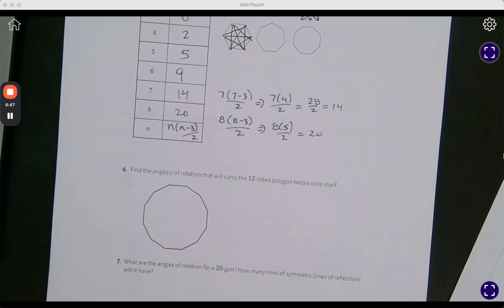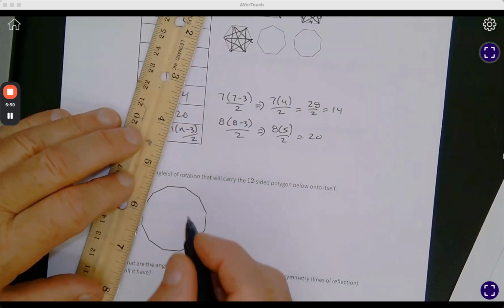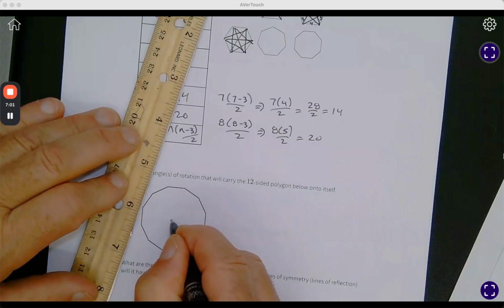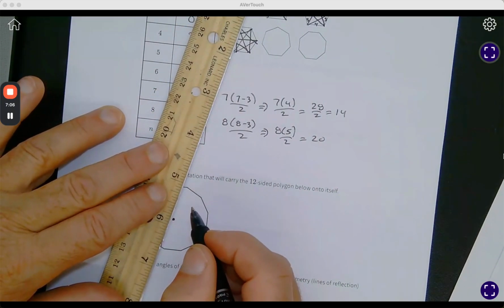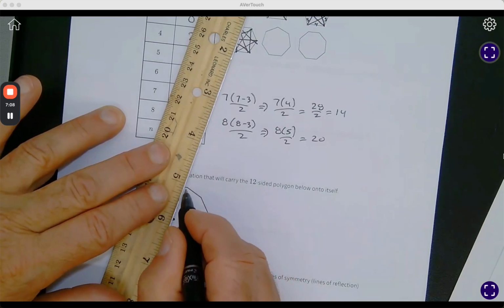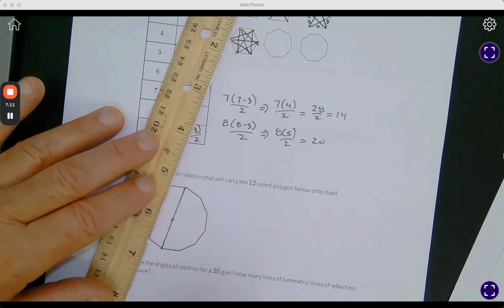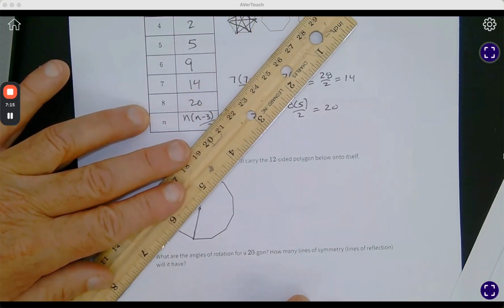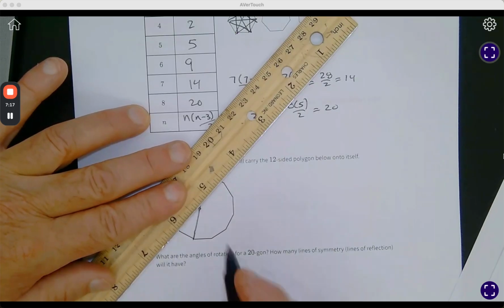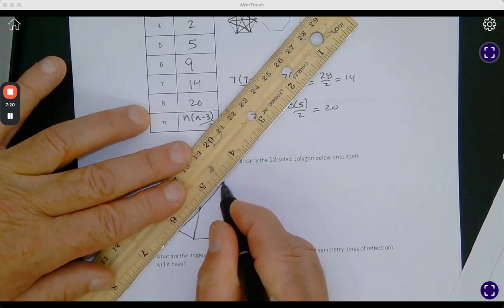Find the angles of rotation that will carry the 12-sided polygon below onto itself. Okay, so that means they want to know if I have a center, right? So I'm going to get this center right here. If I have this diagonal right here, and the diagonal has to go through the center, and then I have this diagonal right here, and again, notice how it goes through the center. Boom.